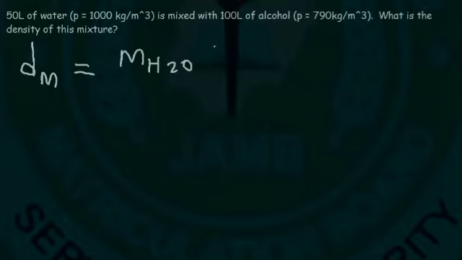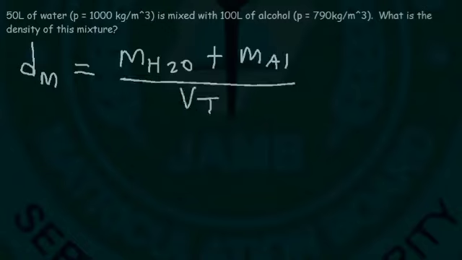50 liters of water is mixed with 100 liters of alcohol. What is the density of this mixture? To calculate the density of the mixture, all we need to do is take the total mass, that is the mass of the water plus the mass of the alcohol, and divide it by the total volume. Because density is the total mass of the solution divided by the total volume of the solution.